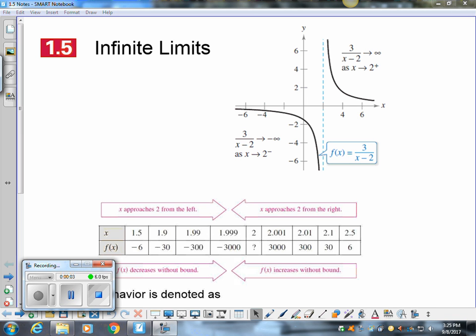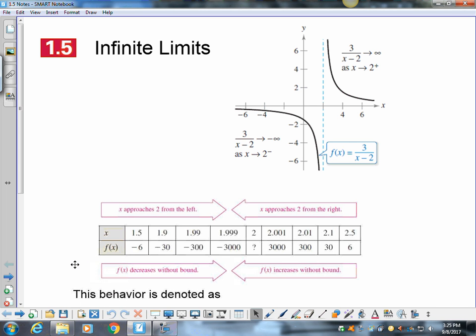So this lesson is on infinite limits. When you look at a function that has an asymptote, which this one does, because if you set that equal to 0, the value can't be 2 because it would make the denominator 0. So you know you're going to have an asymptote. And as we approach 2, because it's headed in 2 different directions, the limit does not exist.